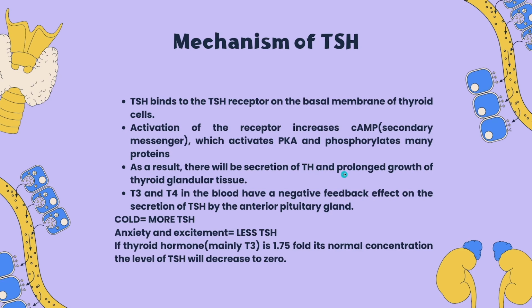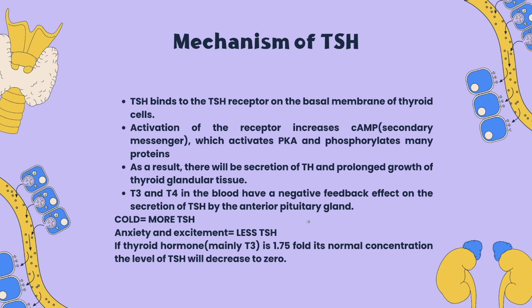And also it will cause the prolonged growth of thyroid glandular tissues. Please, please, please remember that TSH causes prolonged growth of the thyroid glandular tissue. Now, T3 and T4 have a negative feedback effect on the secretion of TSH. So if you have an increased T3, T4 level, naturally, we're going to have low TSH. When is TSH stimulated? When we're cold. When is it inhibited? When we're anxious or excited.